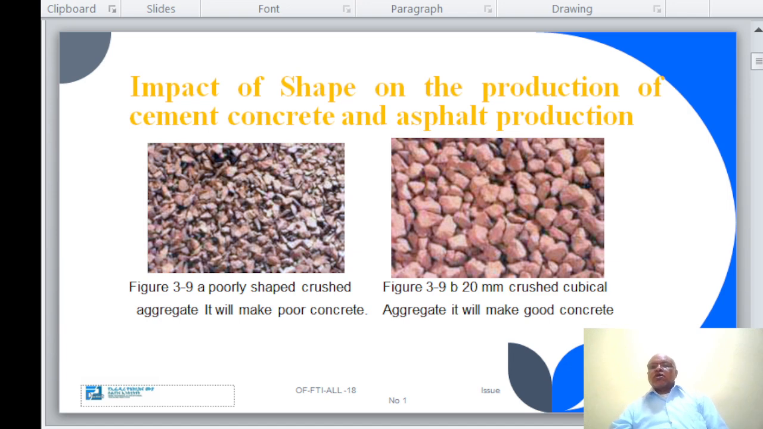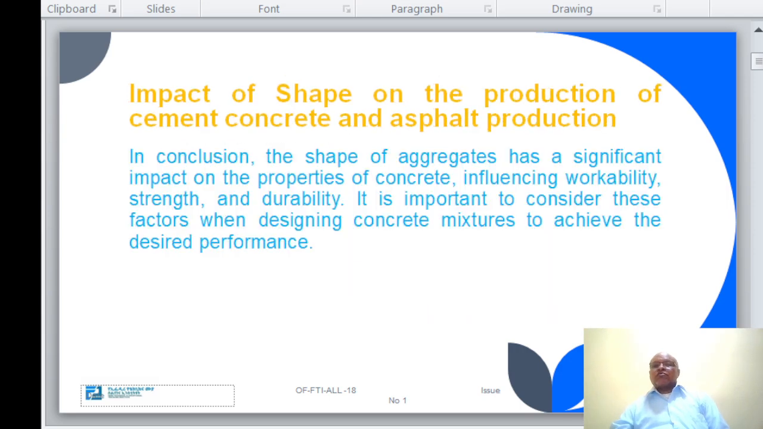This is the different types of aggregates. The first one is poor shaped crushed aggregate. This is not preferable to be used as a concrete, cement concrete or asphalt material. The second one is crushed cubical aggregate. It is much better than the first one.